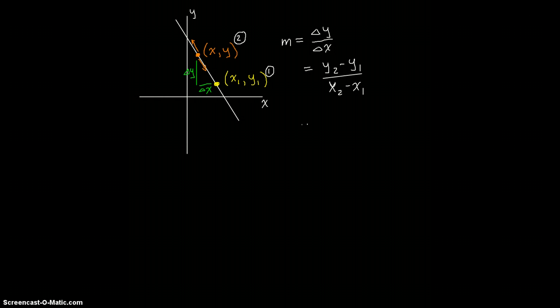So let's plug those in. Well, y2, I come to my second point up here in orange, and I find out that its y value is y. Okay? And I'm going to subtract y1, and it has a value y sub 1.